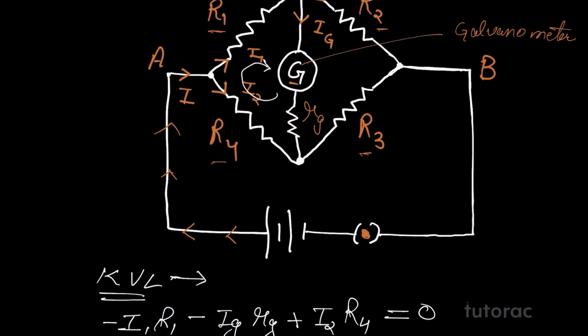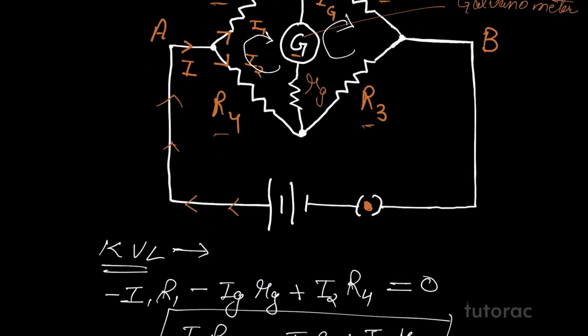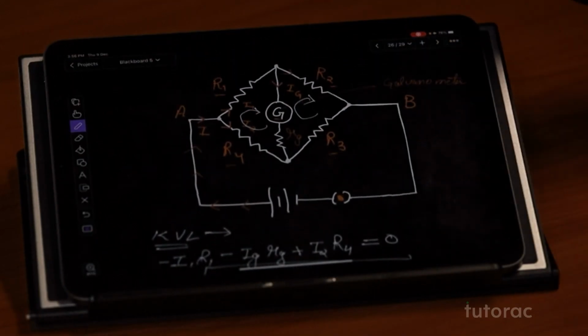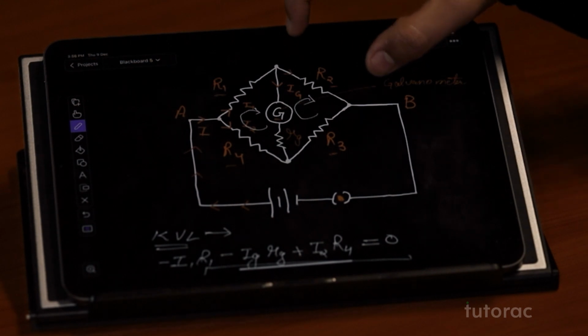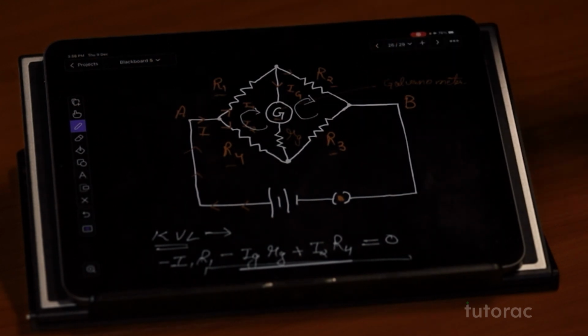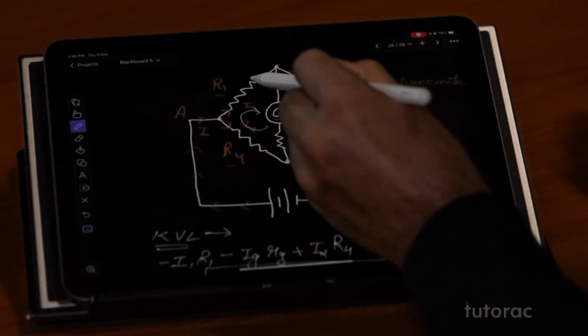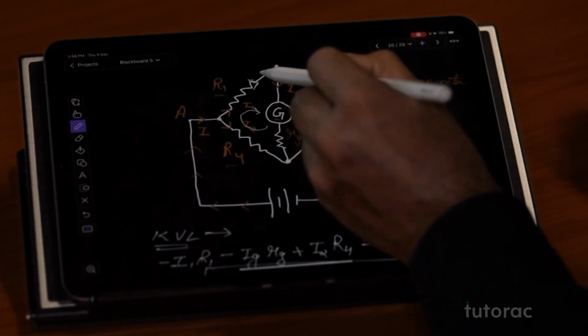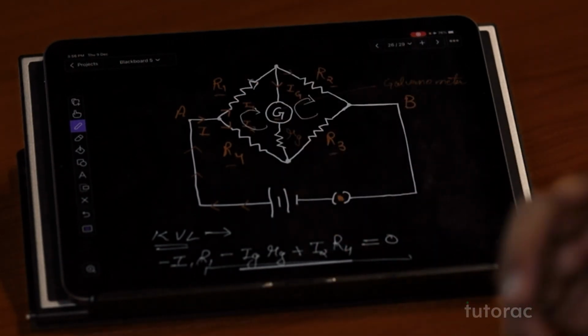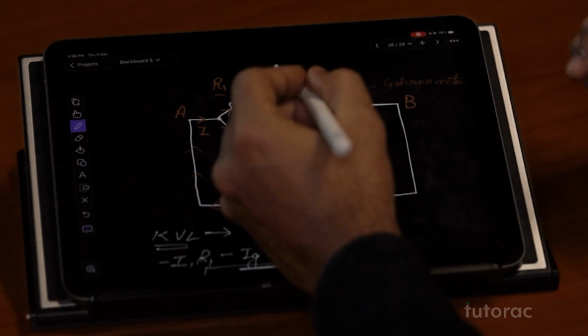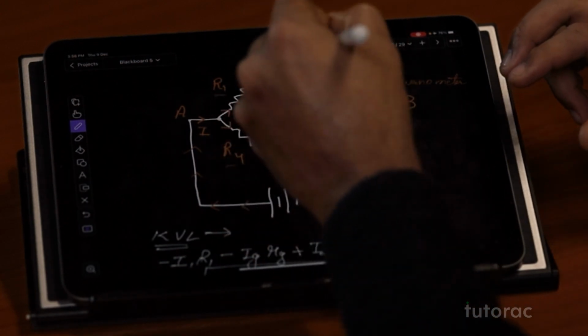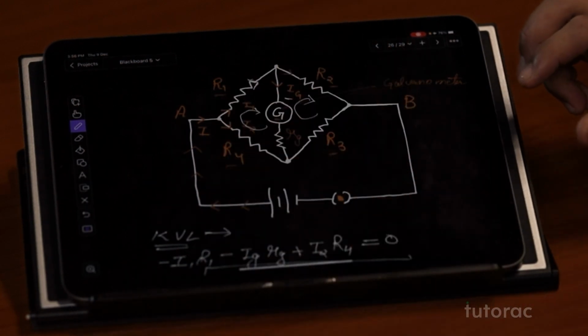Let's try to apply the KVL in the second loop as well. Again, I'll take the same direction, clockwise. Let's try to put the values. What will be the value of current in this R2 resistor? I have not mentioned anything here. If you closely notice, we have the current I1 in this R1 resistance. This I1 current gets distributed into two currents: Ig and one more. This one more we can write as I1 minus Ig.